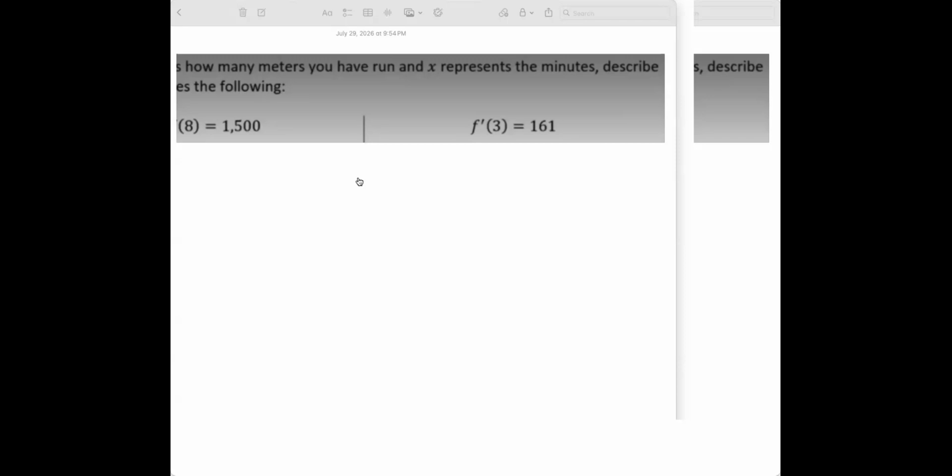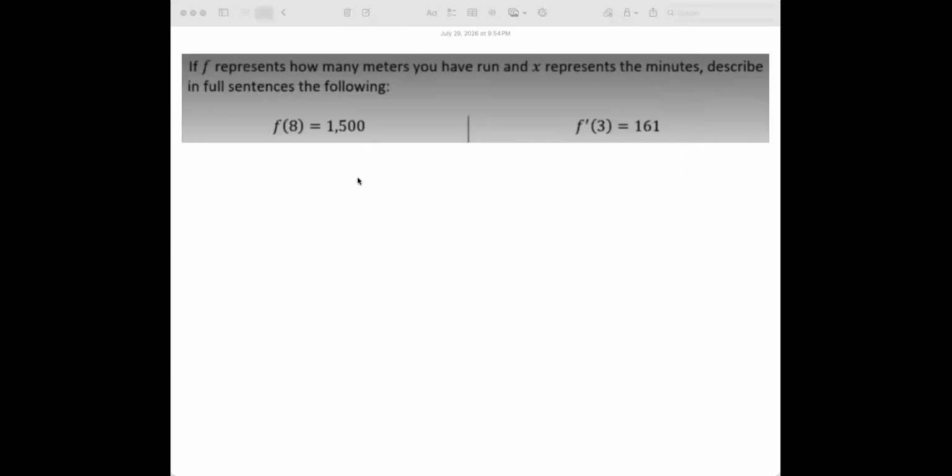The screen got split up. Screen is getting split off. Should I stop sharing? Are you seeing it now? Yeah. Okay. Go ahead.